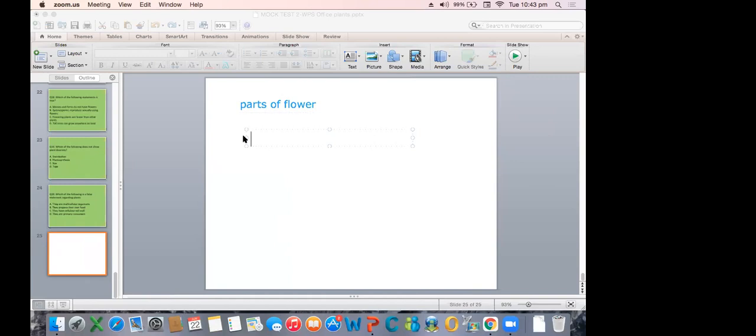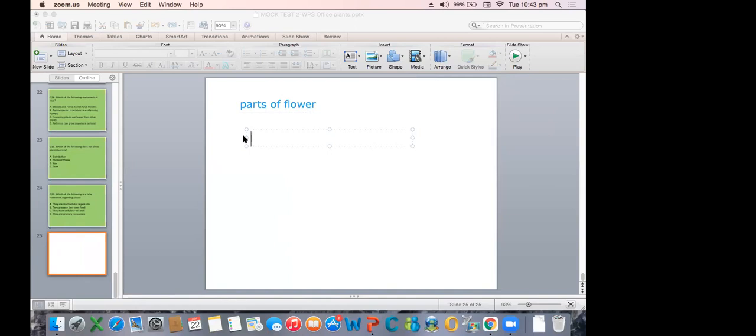Ma'am, what is the correct answer? The answer is ovary, style and stigma. The right answer for the previous question was ovary, style and stigma. These three should be written, otherwise the answer may be considered wrong. All the three parts should be mentioned.